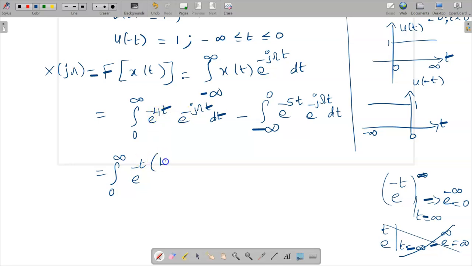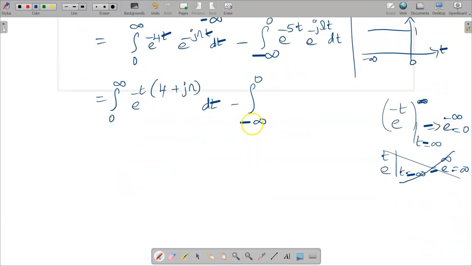Here it is 4, here it is plus j omega, because minus t we have taken outside and then into dt. Okay, and then coming to the second integral, I have minus infinite to 0. So I have to substitute t as what? Minus infinite. So e power of what term I have to take? I have to take t.